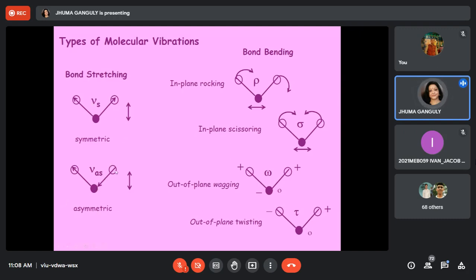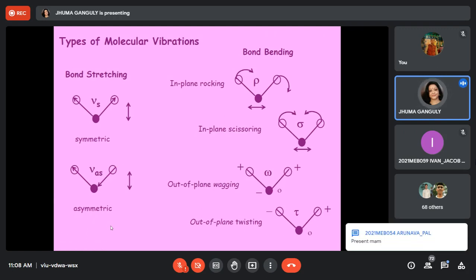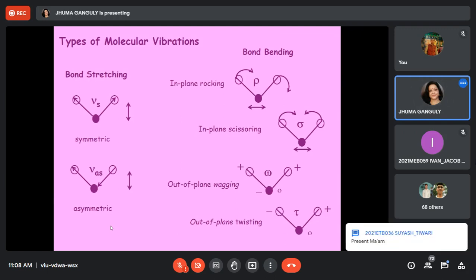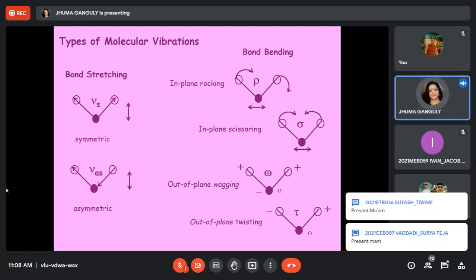You can understand this one: if one is coming down, then the other is going up. So the directions of vibration are different. This is the most important stretching. Sometimes the others, which I mentioned as bond bending, also show up for a particular functional group. They may be more prominent than bond stretching. Usually these are the main ones.